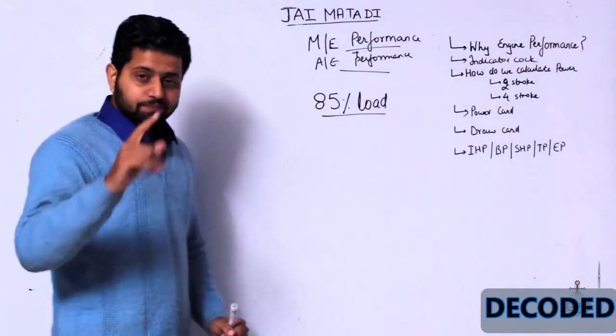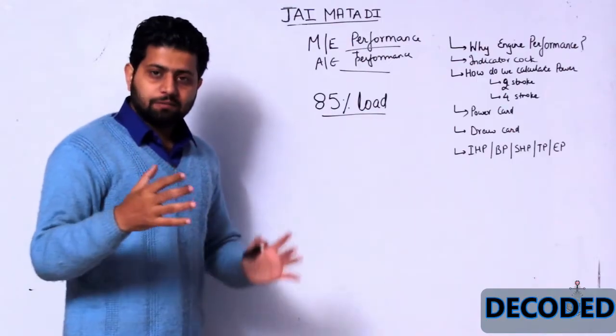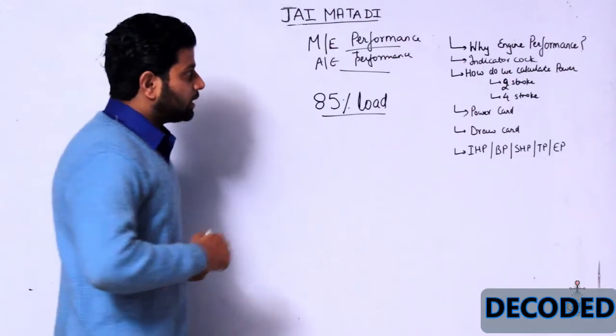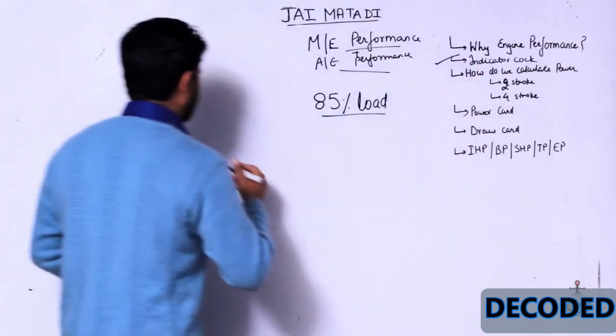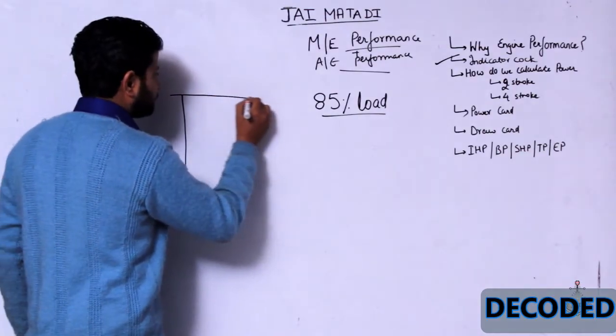I told you guys that when we take performance, we calculate, we find out how much is the pressure being generated inside. And how do we do that? We do that with the help of an indicator cock. What is it? Suppose, now this is a liner.